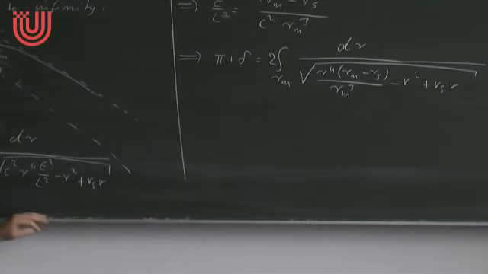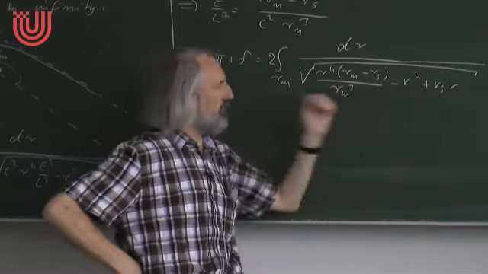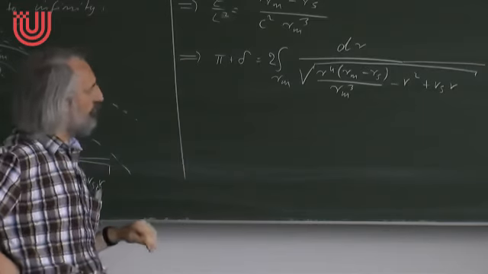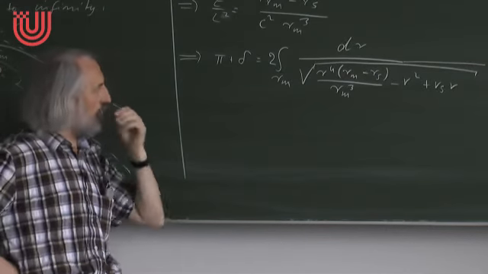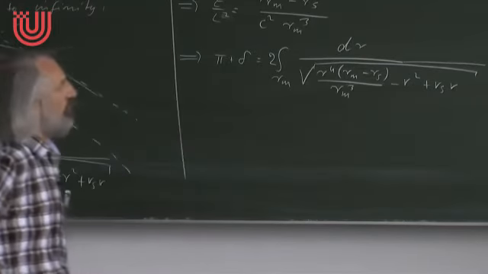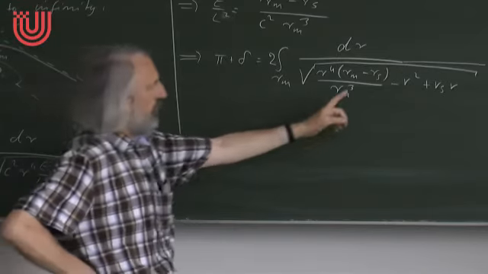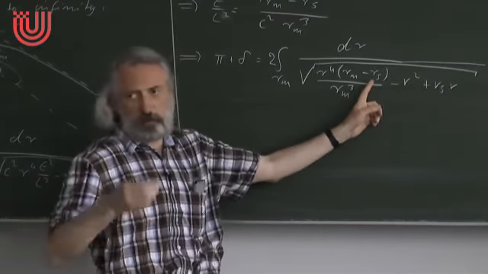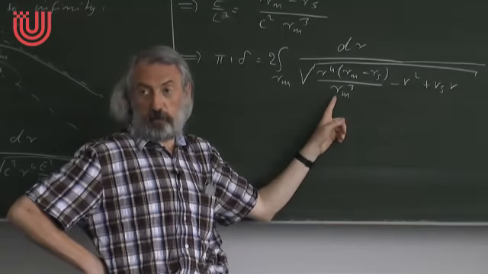But what is done in most textbooks is not that they work with this formula, they are satisfied with a certain approximation. We may assume that we are fairly far away from the center, so far away that we can linearize with respect to Rs over Rm. Rs is the Schwarzschild radius. So for the sun, this would be something like 3 kilometers. Rm is the minimum radius value of the light ray.